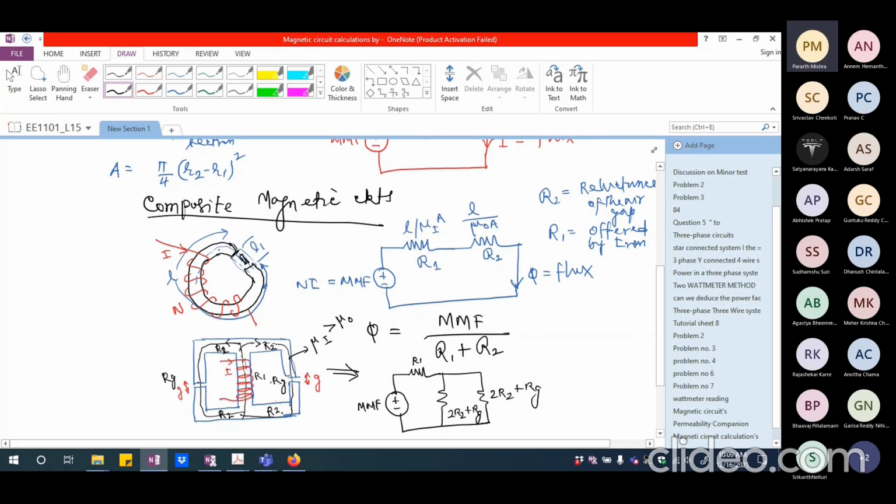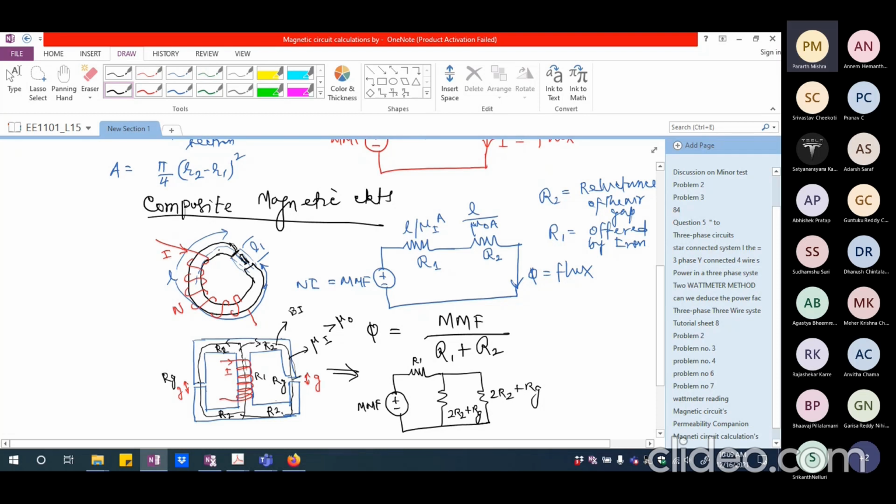You can't have the magnetic field lines suddenly disappearing. You cannot make them discontinuous. So it has to flow through this. When it is flowing through this, if I look at the flux density here, that is going to be some value corresponding to B iron.